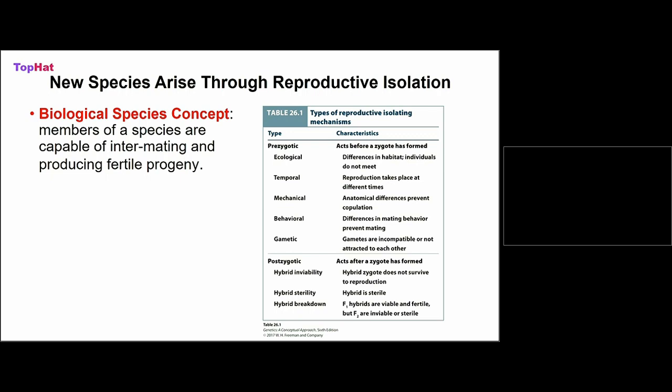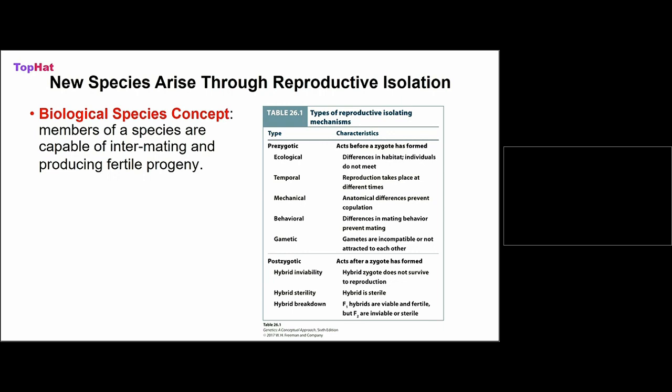Mechanical, I'll let you think about that one yourself. Doesn't work, right? Behavioral. Maybe they don't want to. So think about songbirds. There's lots of birds out on campus, but they're not all intermating with one another. The robins mate with the robins and the cardinals mate with the cardinals because they're attracted to one another. They have songs that they sing to attract their mates, and they're not attracted to mates of other species.